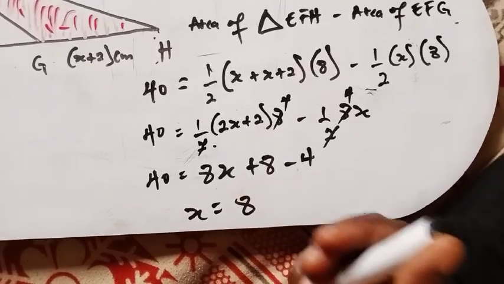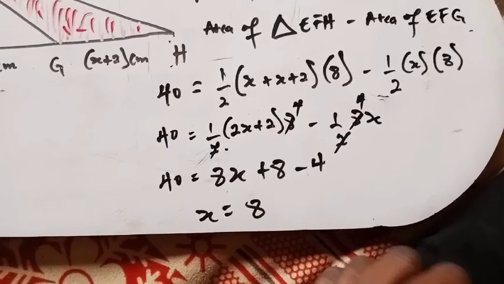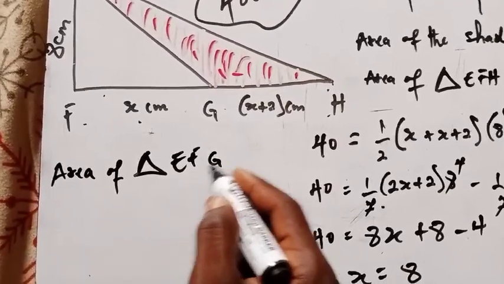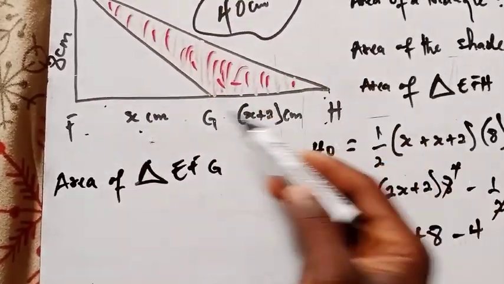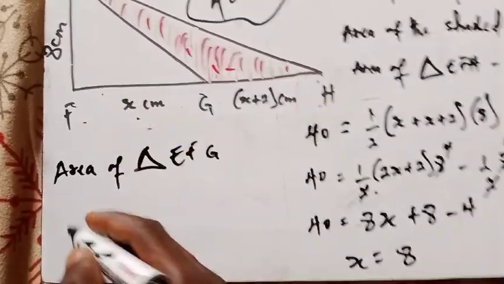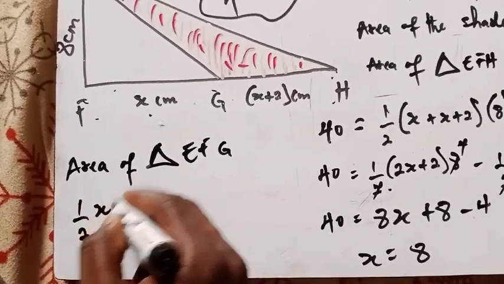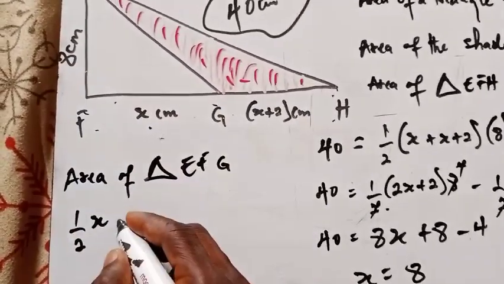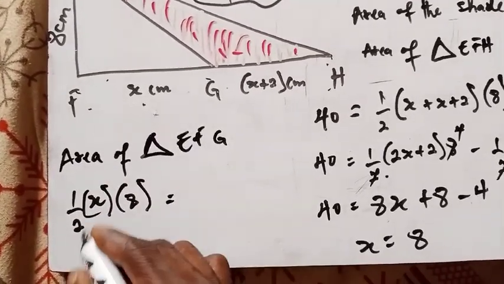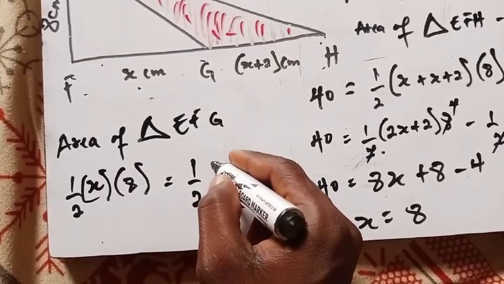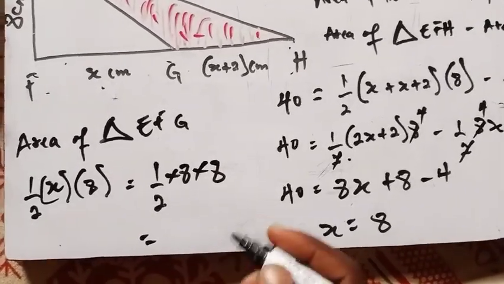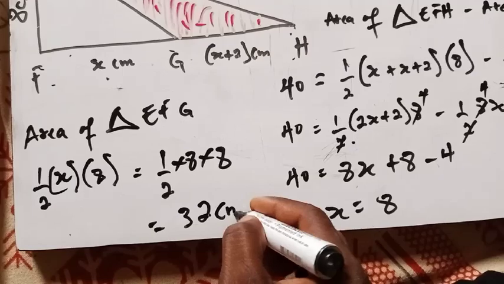We can easily find the area of the required triangle. So this is the required triangle. That says the area of triangle EFG. So E, F, and then G. This is the triangle that the question is asking us to find. So we know that is 1 on 2 multiplied by the base here, that's x, and then by the height, that is 8 centimeters, right? So we have x equal to 8. So we are just going to replace the x by 8. So 1 on 2 by 8, and then by 8, and then you have your final answer equal to 32 centimeters squared.